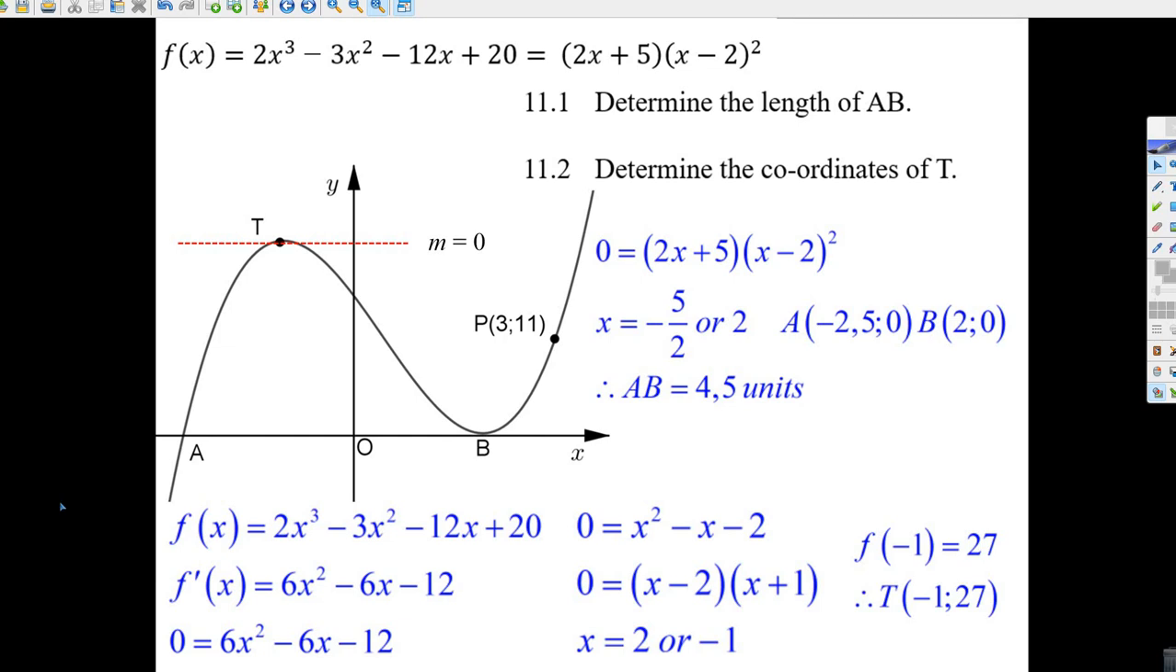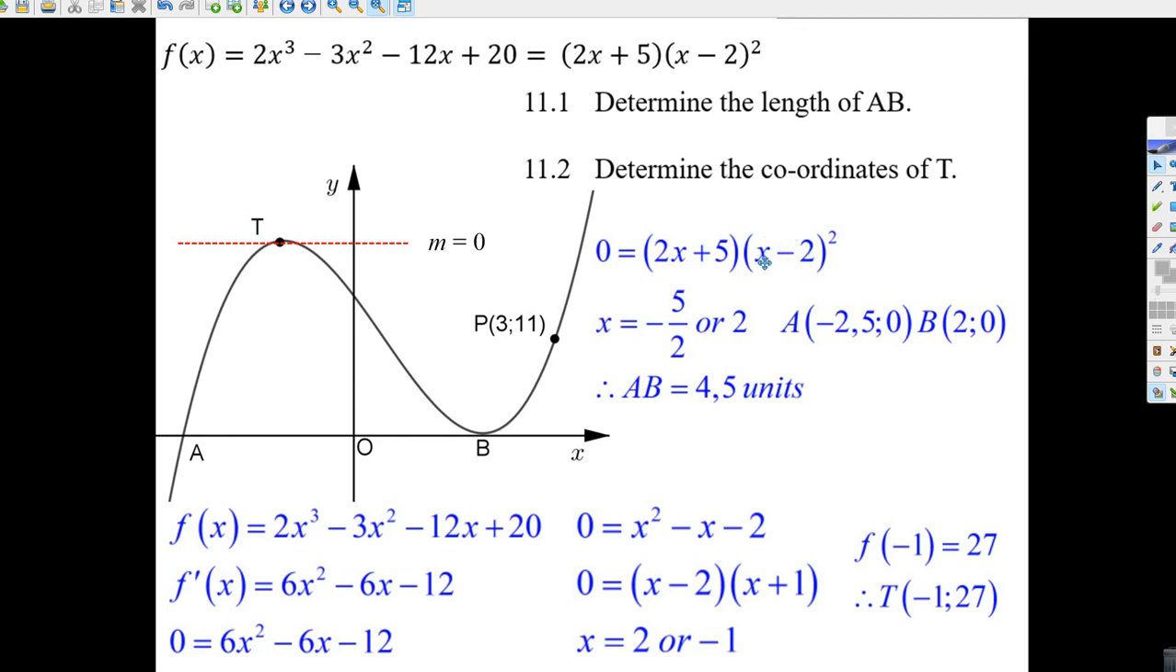Okay, here's the calculus question. The first question says determine the length of AB in this cubic equation. Now this is very nice because we've been given the cubic formula here, 2x cubed minus 3x squared minus 12x plus 20, but they've even put it in factored form, and that's very kind because when it's in factored form like this, you are looking at the x-intercepts. If I let y equal 0, I can just read off the answers.